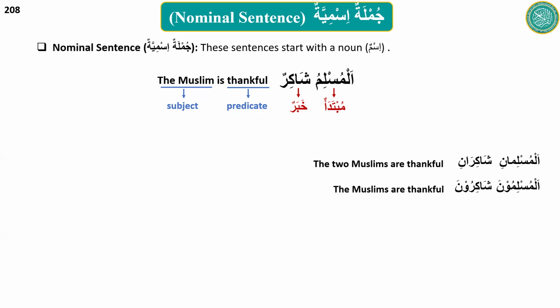So you got it, Abdullah? What was the problem with the Al-Muslimuna Shakirun? The mubtada and khabar's number were not matching. Yeah, good job, Abdullah. So Al-Muslimuna Shakirun. You stay with me, Abdullah. You're going to do the next one.